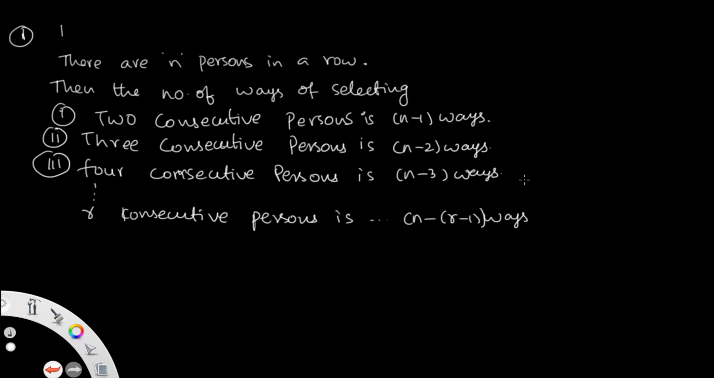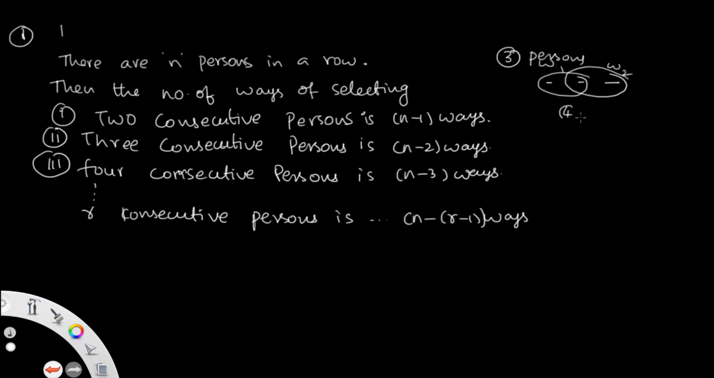So we will see an example from this. Suppose three persons are there, sitting like this. How many ways are there for the three persons in a row? The number of ways of selecting two consecutive persons means, let us take this one and this is one way, and this is another way. So how many ways totally? First one, second one. If three persons are there, the number of ways of selecting consecutive persons is 2 ways.